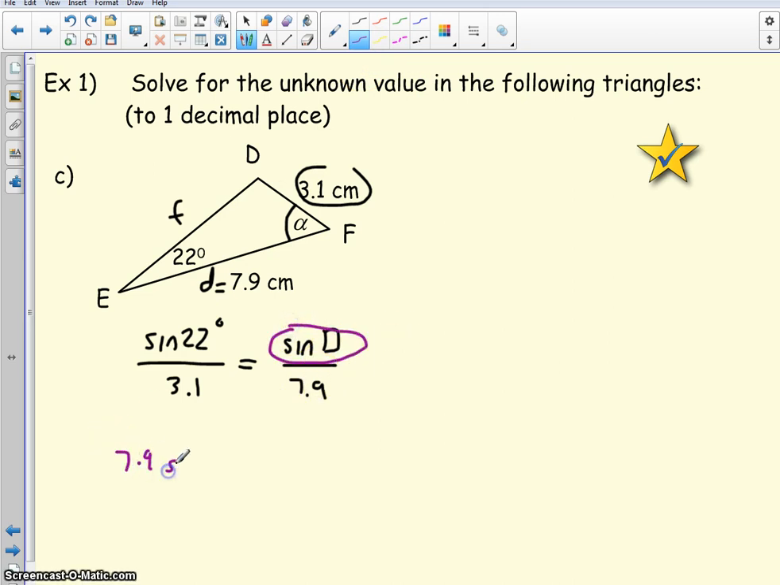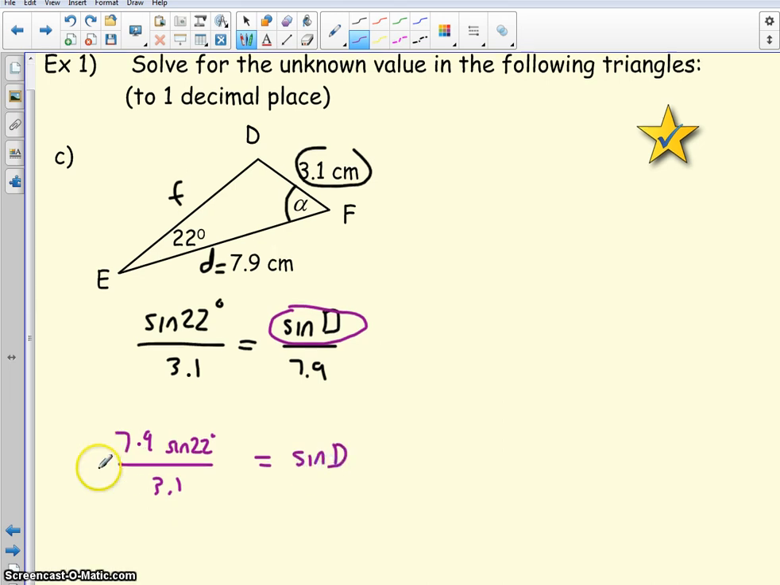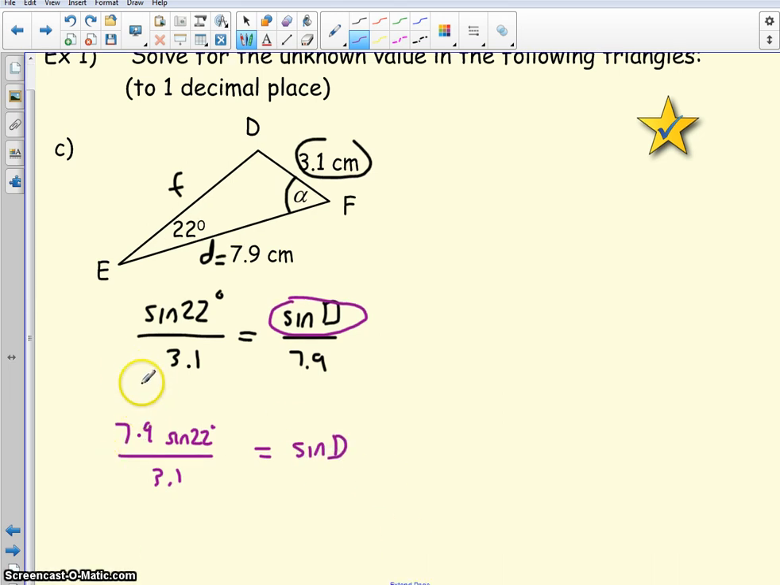So I get 7.9 sine 22 all over 3.1. Okay, and now I have to solve for this angle D. Now, how do I solve for an angle? Just like with SOHCAHTOA, whenever you're solving for an angle, we had to use the inverse function. We're going to do the same thing here.